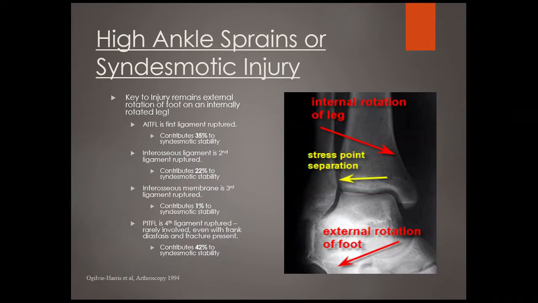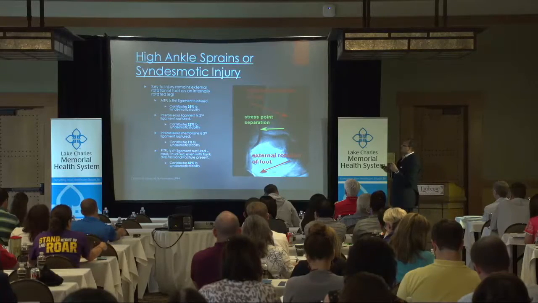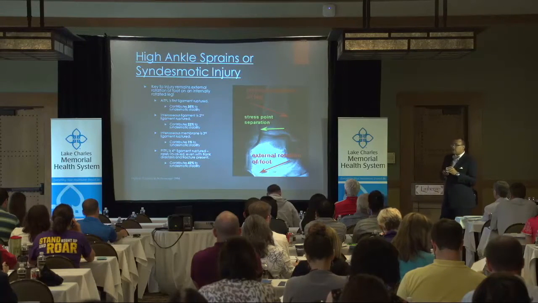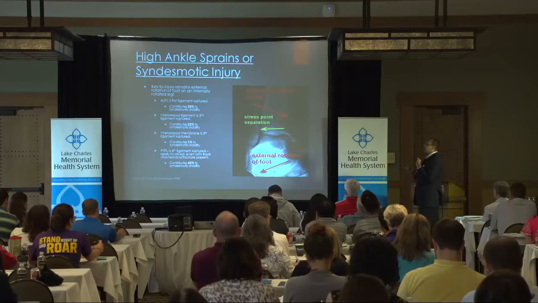So like we talked about, internal rotation of the leg goes this way, foot goes that way. This is your stress point separation. So in an injury, in a high ankle sprain, like I said, the anterior talofibular ligament is ruptured first. It contributes 35% of the syndesmotic stability. Next is the interosseous ligament. That is the second most commonly injured ligament, which contributes 22% of the structural integrity of the joint. So if you rupture those two, you're already over 50% instability of the ankle.